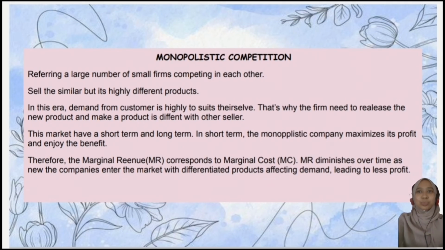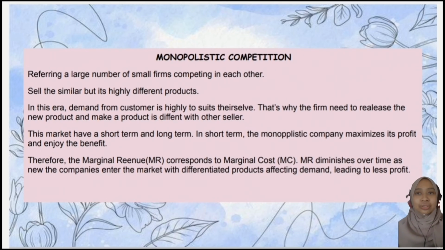Next is monopolistic competition. This market structure is also relevant in this new era of digitalization because it refers to a large number of small firms competing with each other. This market can also sell similar but highly differentiated products. In this era, demand from consumers is highly tailored to suit themselves. That's why the firm needs to release new products and make a product that is different from other sellers.